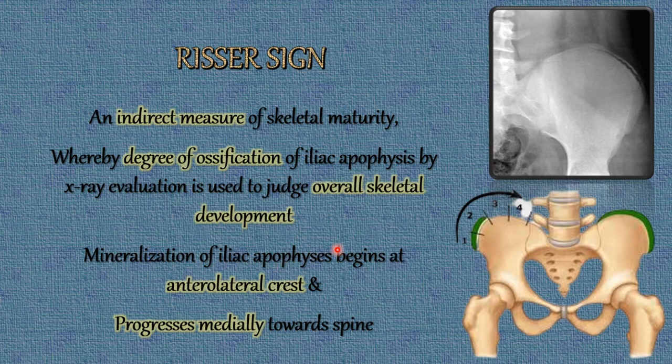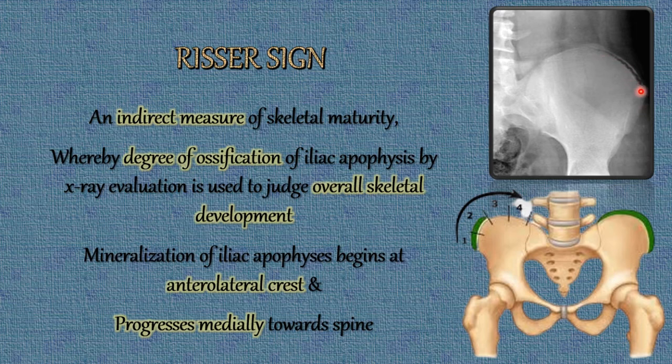Mineralization of the iliac apophysis begins at the anterolateral crest, like this is the anterolateral, this is posterolateral. So it starts from the anterolateral and progresses medially towards the spine. What is the importance of the Risser sign? It is an indirect measure of skeletal maturity, whereby the degree of ossification of the iliac apophysis by X-ray evaluation is used to judge overall skeletal development. There are 5 stages, so we will not go into detail of the Risser sign stages.